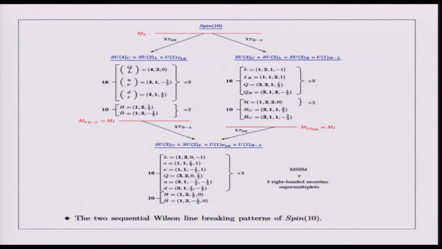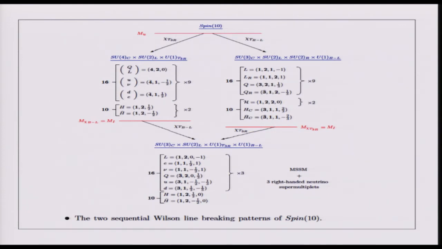So here's your spin 10 theory. If, for instance, the B minus L Wilson line turns on, you go through a left-right model, where from string theory, you can continue to compute the spectrum exactly here. And then when the T3R Wilson line turns on, we'll call that the intermediate mass scale. That's what's going to matter to us. And that breaks us down to this MSSM-like model with an extra U(1) B minus L, exactly the standard model, three families, and each family with a right-handed neutrino.